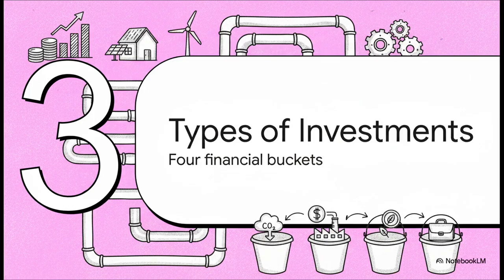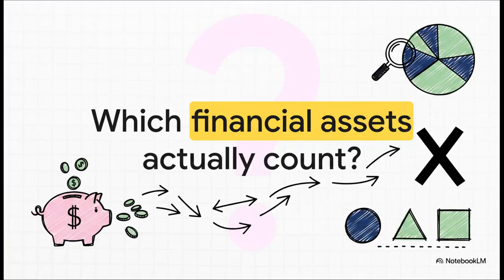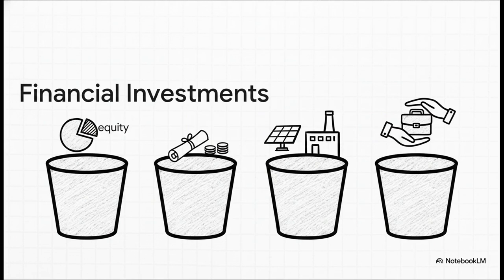All right, Section 3, 4 types of investments. Before we list them out, think about your own organization's balance sheet for a second. Where's the money actually flowing? Are all financial assets treated exactly the same? Short answer is no. We have to categorize them to calculate them accurately. The GHG protocol divides financial investments into these 4 core buckets.